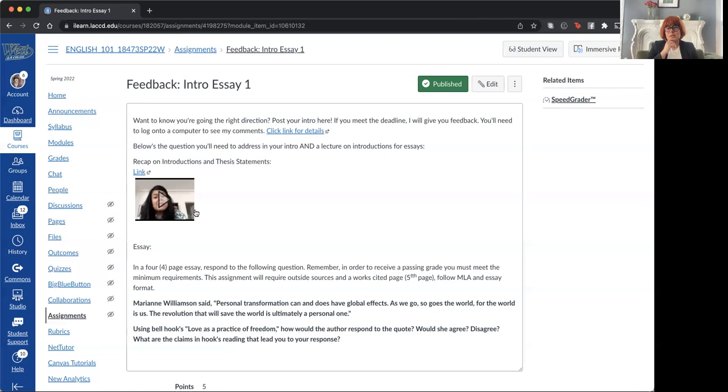Notice that in the second part of the task, I'm asking you what are the claims in Hooks's reading that lead you to your response. And this is why we did the previous assignment on claims. What that means is that all of your body paragraphs will be organized by claim. You'll still need to have a paragraph format, but essentially what goes in as your evidence, as your quote for your body paragraph, are going to be these claims that you've selected. I'm hoping that makes sense. Remember that this is just the introduction. It's only the first paragraph of your essay.